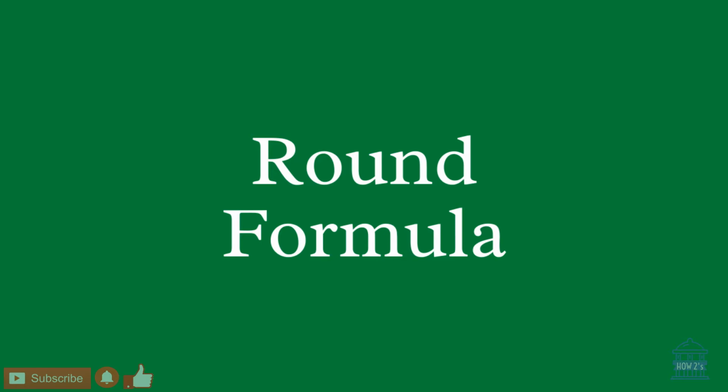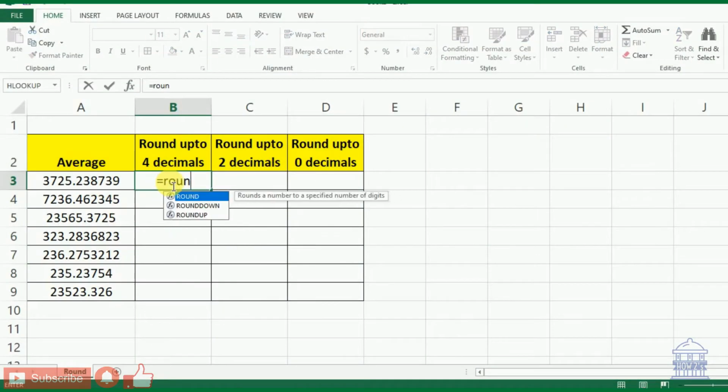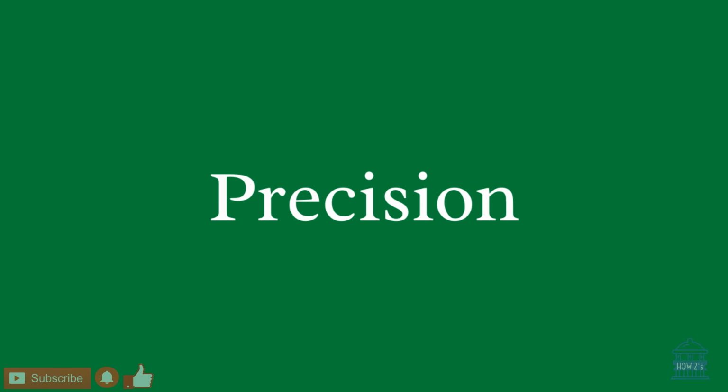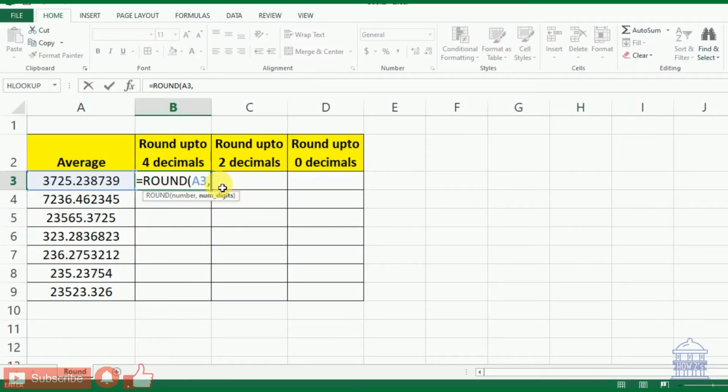To use the round formula, type equal to round and press tab. Then select the cell whose numbers you want to round off, and then type comma. After typing the comma, enter the precision up to which you want this number to be rounded off. That is the number of digits after the decimal point. Let's say here, I want to round this number up to 4 digits. Then I'll type 4 here, and then hit enter. As you can see, the numbers have been rounded.